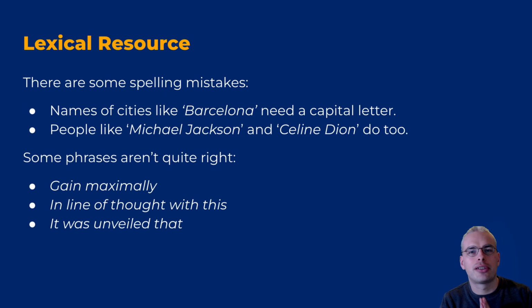However, we also have some lexical mistakes in here. There are a lot of problems with capitalization. The names of places like Barcelona are not capitalized. And then some names are capitalized and some of them aren't. Michael Jackson had a small m, big J. Celine Dion was the other way around: she had big C, small d. So we need to make sure we're always capitalizing names. I think that's something that's very easy to fix, but it's the sort of mistake you don't want to be making in the IELTS exam.